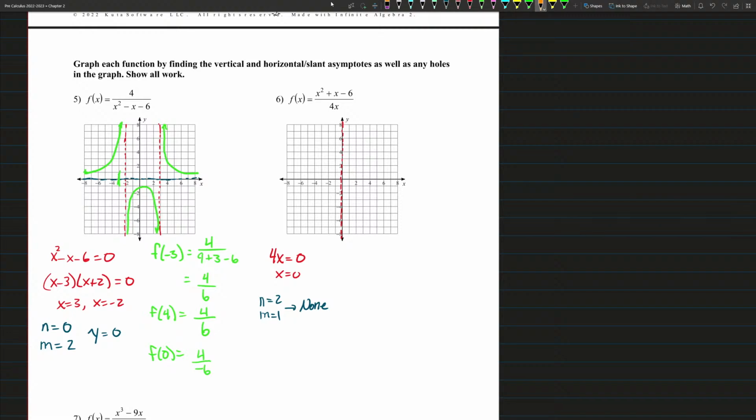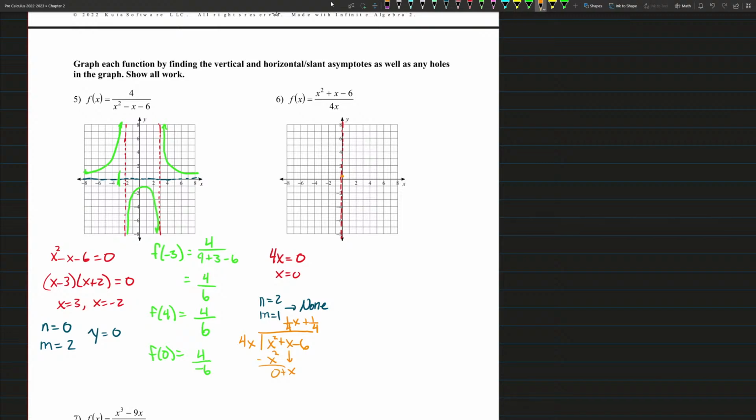So to find the slant, we divide 4x into x squared plus x minus 6. 4x goes into x squared 1/4 x times. So we get x squared. Bring down the x. 4x goes into x 1/4 times. And then nothing else matters. We don't need the remainder. So 1/4 x plus 1/4 is our asymptote.